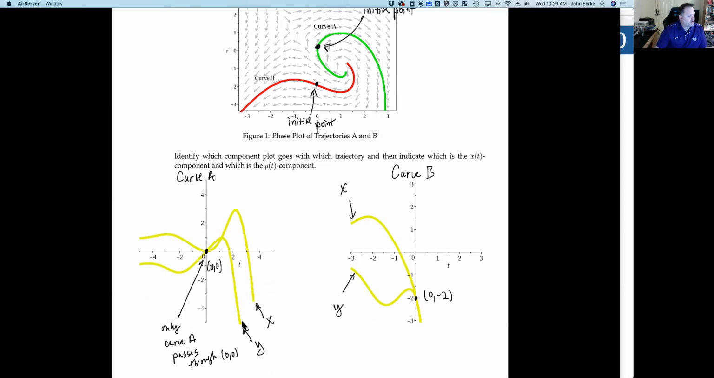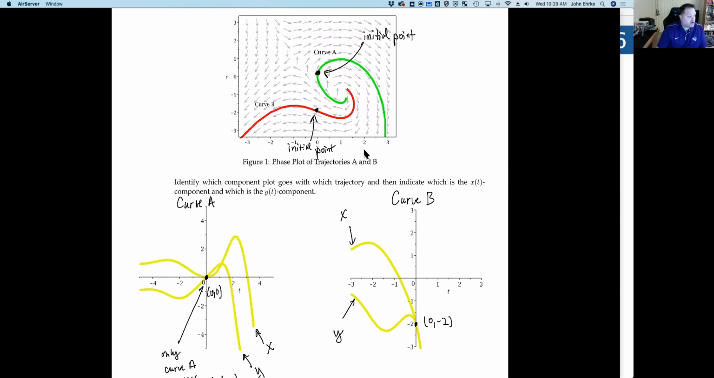Now, in terms of figuring out which one's X and which one's Y, you can think of it in terms of just watching the arrows. If you're at 0, 0, you're increasing both X and Y for a while, but X is increasing much longer than Y is. Y starts to decrease once you get to about right here. Y starts to decrease before X does. You can tell that pretty clearly here.